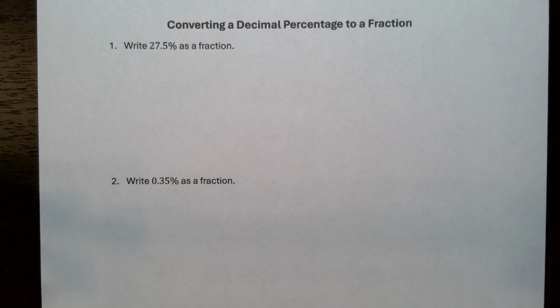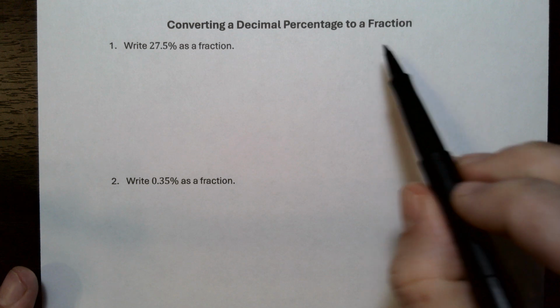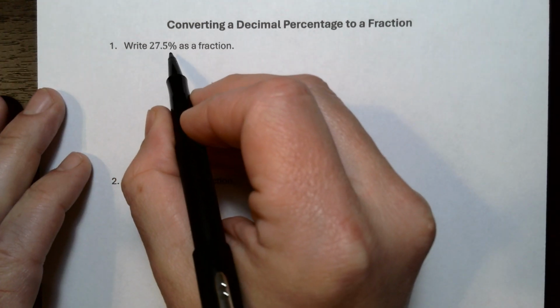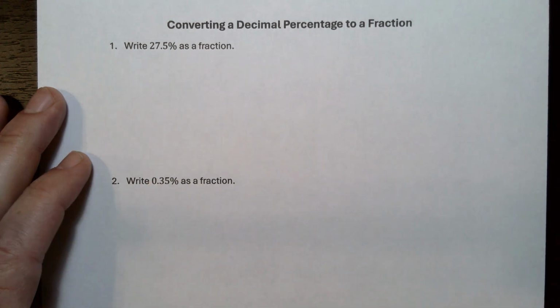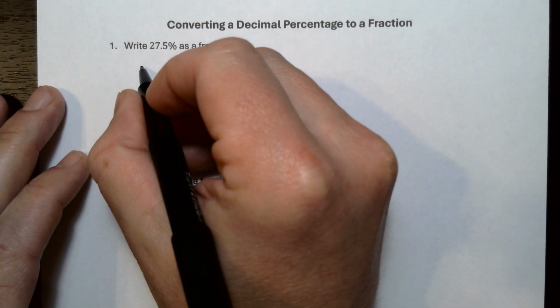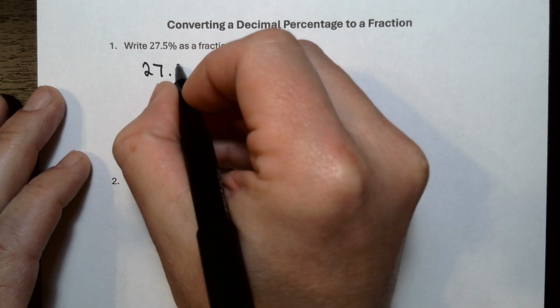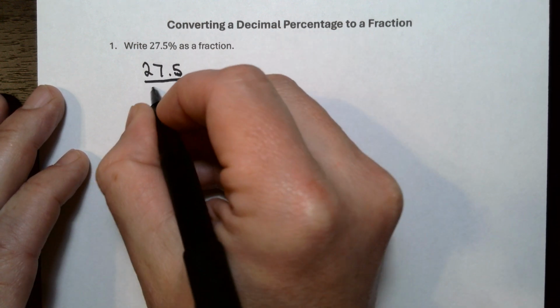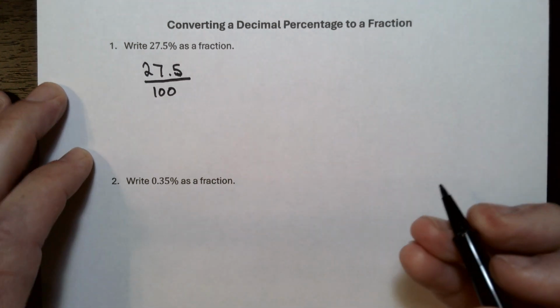In this video, we will be converting a decimal percentage to a fraction. Okay, so our first problem we have 27.5%. So how I'm going to change this to a fraction is I'm going to take the 27.5 and instead of having a percent, I'm going to divide it by 100%, per 100.